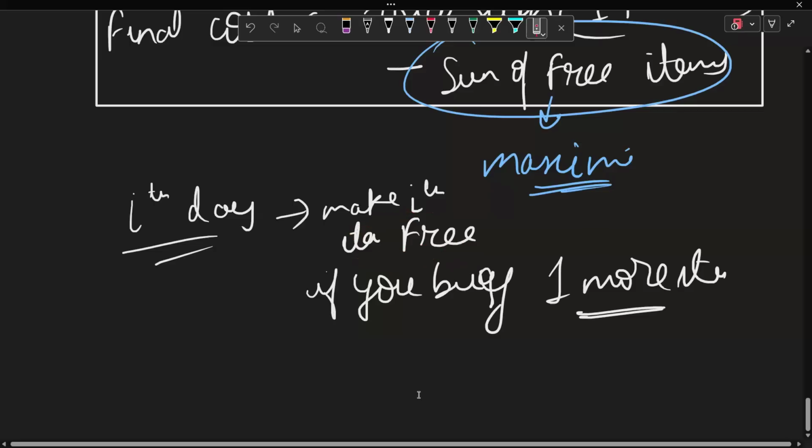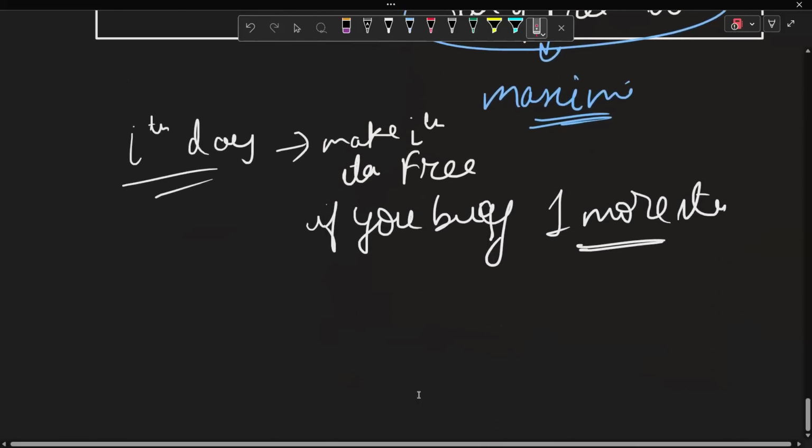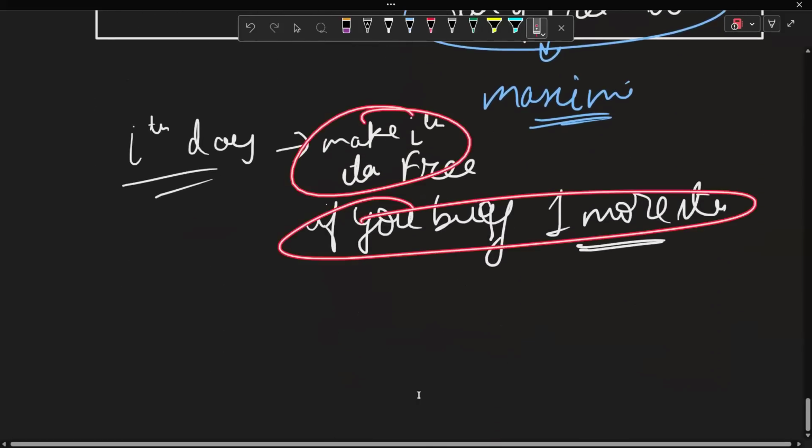So basically there would be some days where on the ith day you make the ith item free, on some other ith day you make the ith item free. So basically, what's the maximum sum of items that you can make free? That would be your final answer. Now the cost for making the ith item free is buying one item from the back.